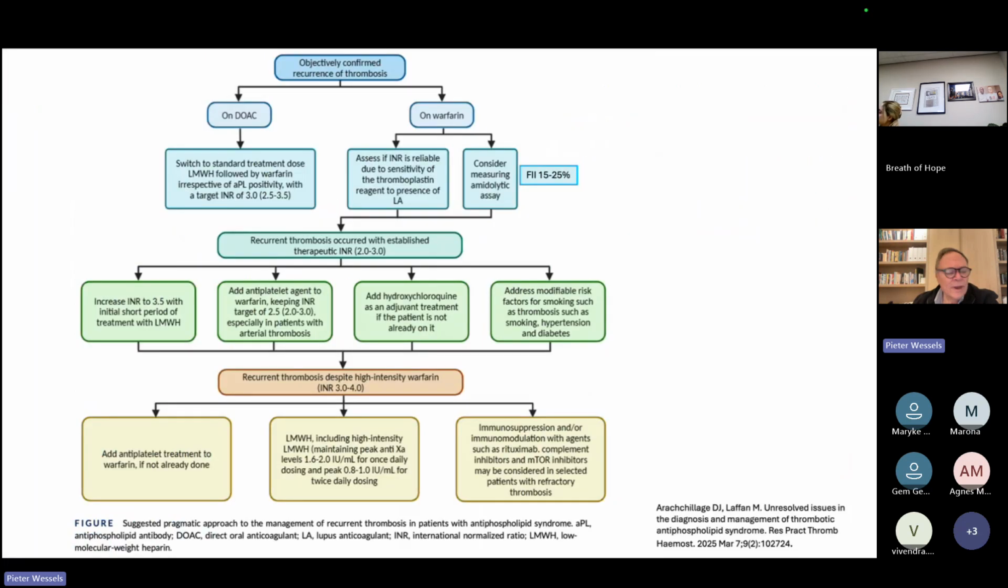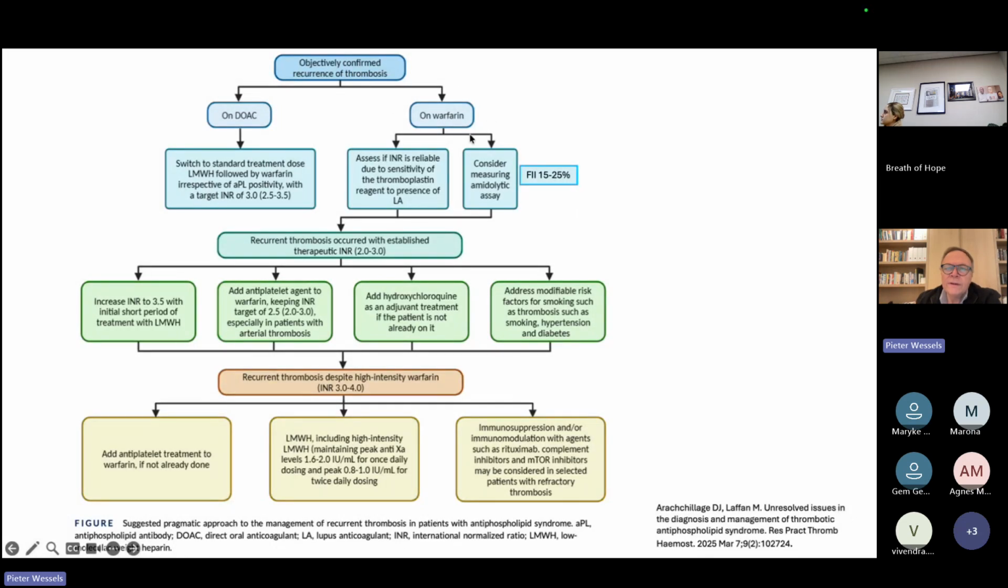I'm not going to show you, we haven't got time. What do we do? This is a practical point. What do we do if a patient with antiphospholipid antibodies, or with antiphospholipid syndrome, develops a recurrent venous thrombosis on anticoagulation? If the patient is on a DOAC, you switch them to low molecular weight heparin and then switch them to warfarin.